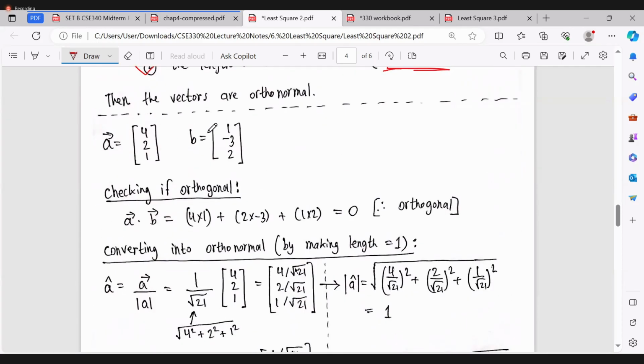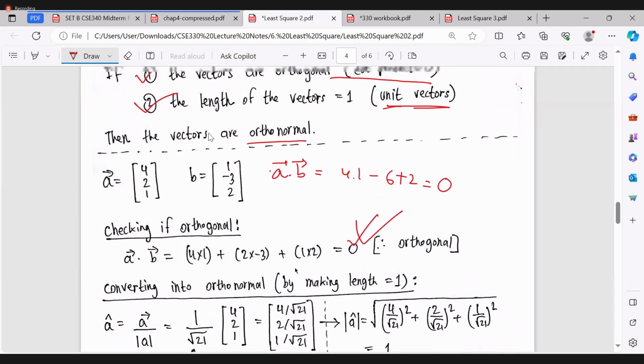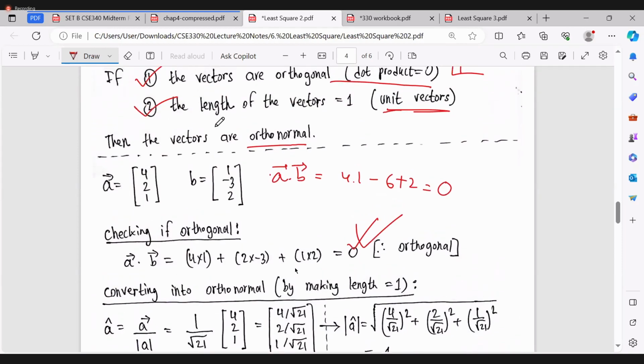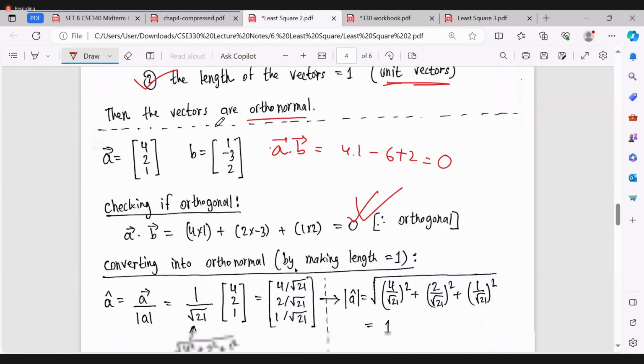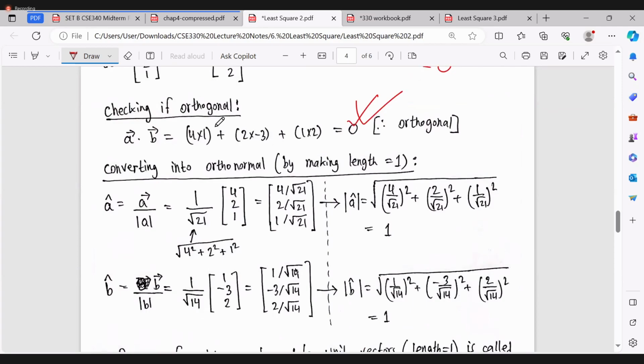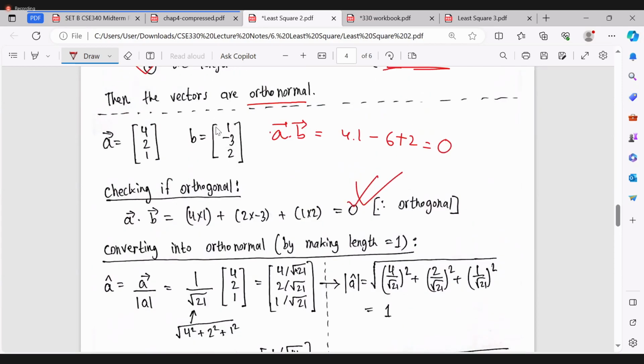So if two vectors are given, you will first check whether or not they are orthogonal. 4 into 1 minus 6 plus 2, which is 0. So these are orthogonal. However, you need to check whether or not these are orthonormal as well. For that, there is another condition, which is that the length of the vector has to be 1. If you check the length of the vectors, you will see that they are not 1.